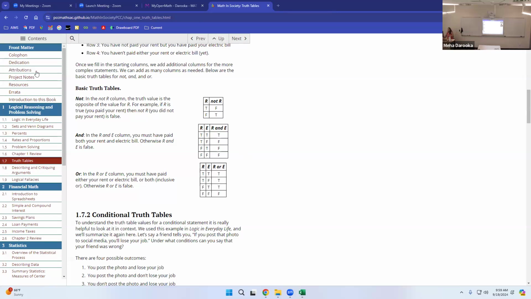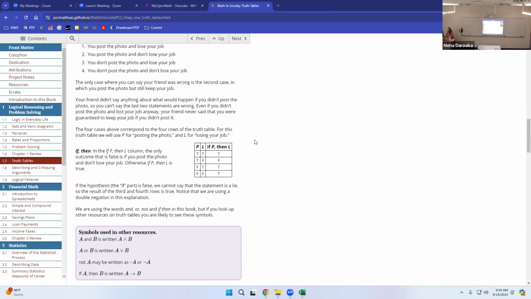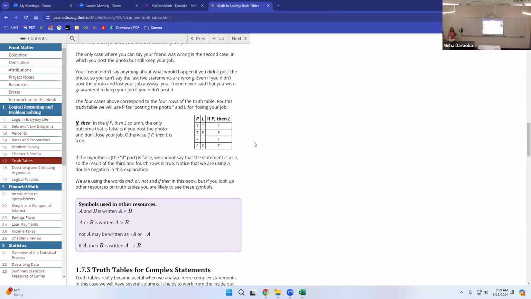Then we had also talked about conditional statements. That's the if-then, right? If this is the premise, then this is the conclusion. In that setup, the only time a conditional statement fails is when the first part is true, but the second part is false. So we're basically saying you meet the condition, you meet the premise, but you're not getting the conclusion.